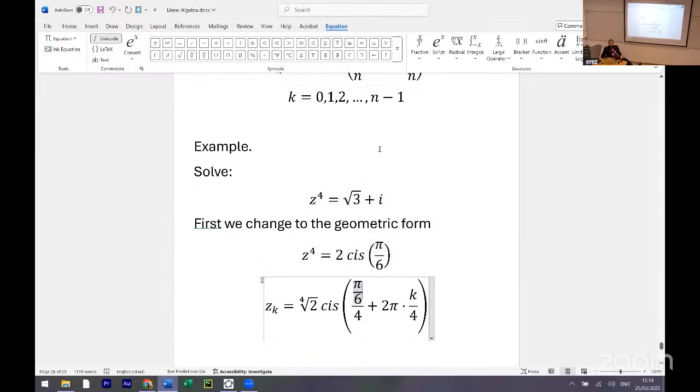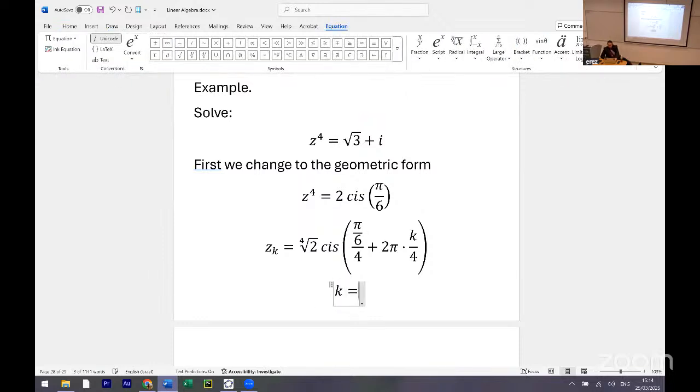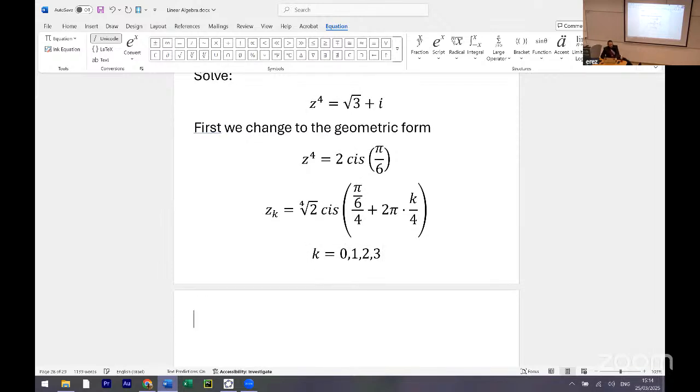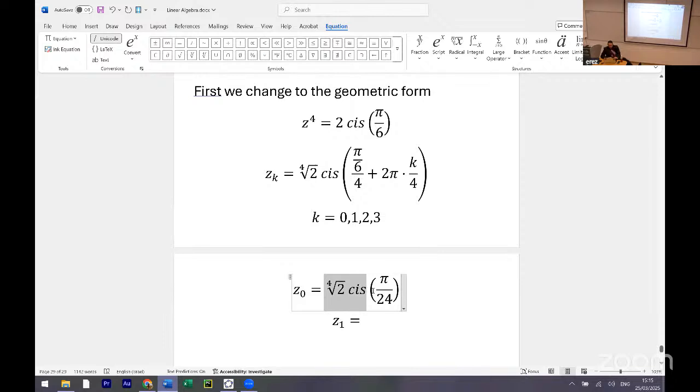0, 1, 2, 3, exactly, because the n is 4. So k is 0, 1, 2, and 3. So we have 4 distinct solutions. Z0, when k equals 0, is the fourth root of 2 cis pi over 24. And Z1 is almost the same, but what do I add to the angle here?